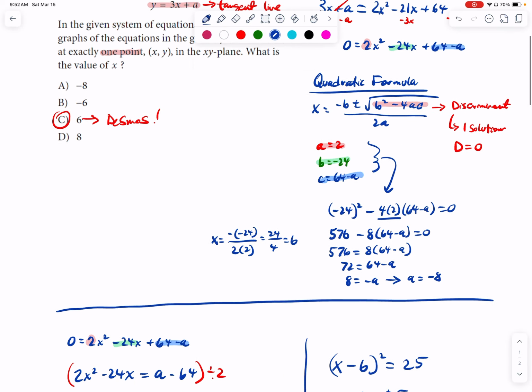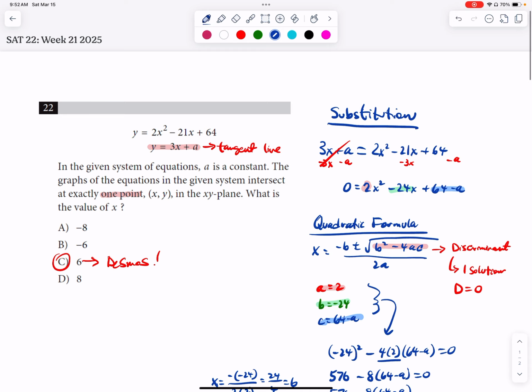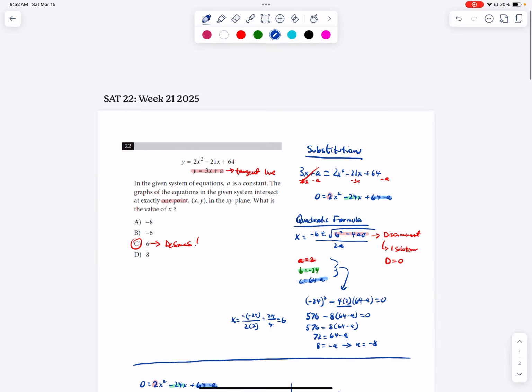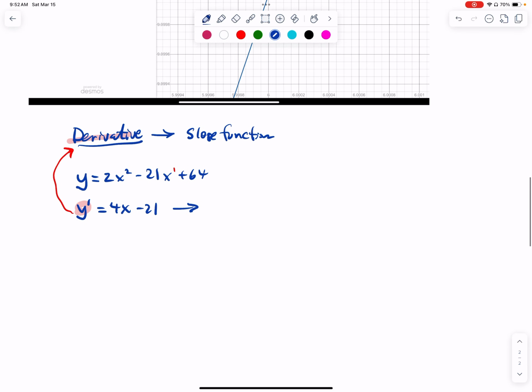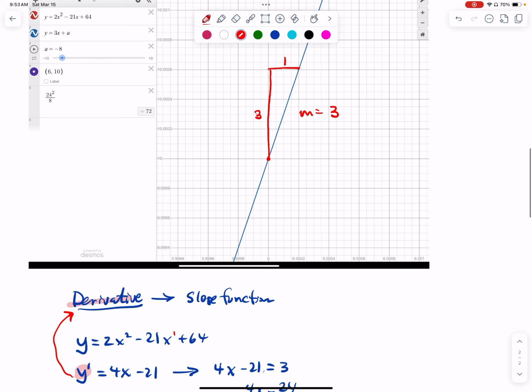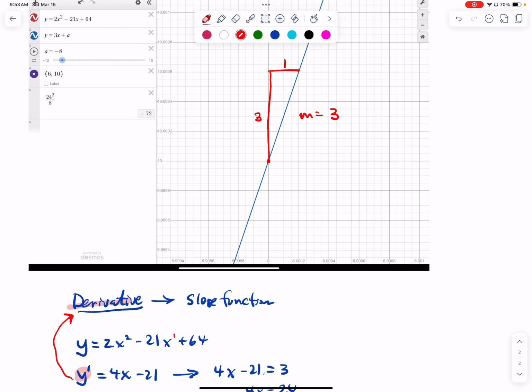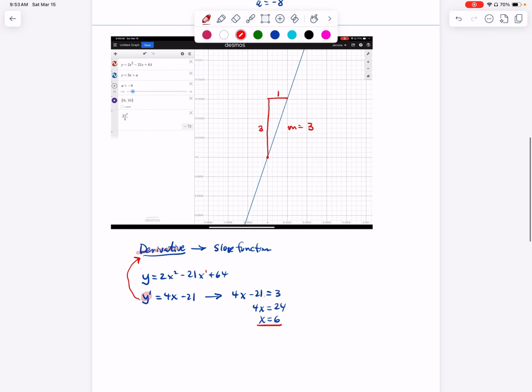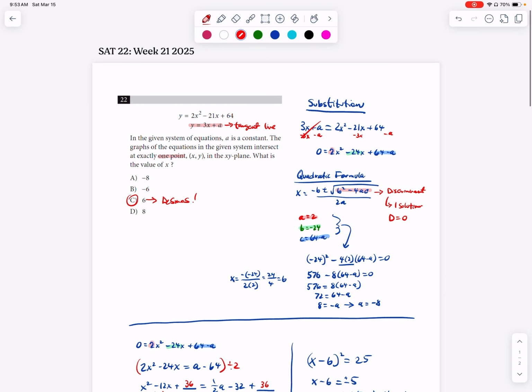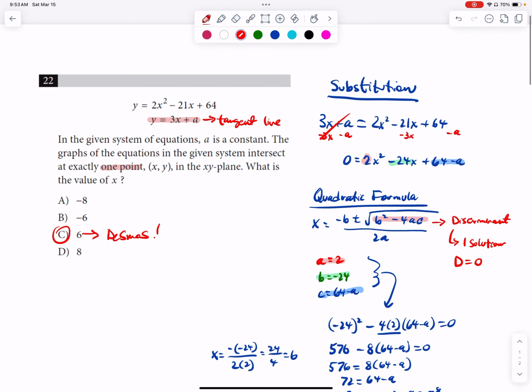Why 3? Because that was the slope of the linear equation, y is equal to 3x plus a. So if I set this thing equal to 3, 4x minus 21 is equal to 3. Add the 21 over, 4x is equal to 24, divide by 4, x is equal to 6. Look at that. That was probably the fastest thing to do, but that also assumes that you've gone through at least a semester's worth of calculus. Anyway, that should probably do it for this question.